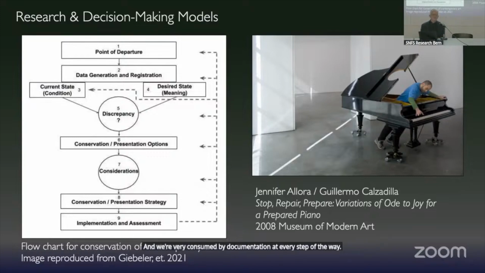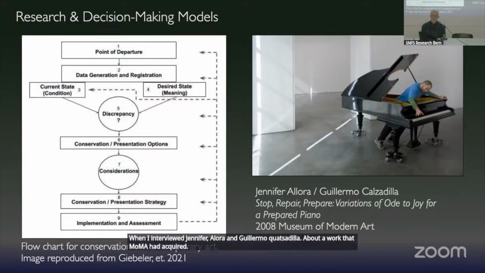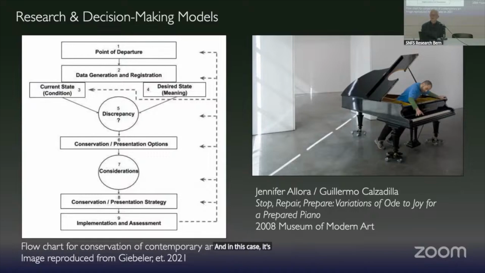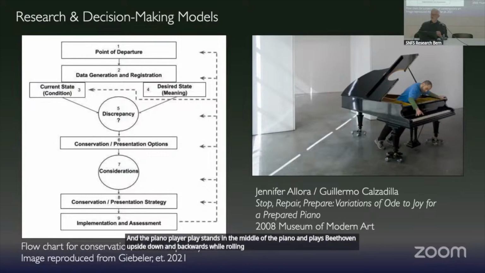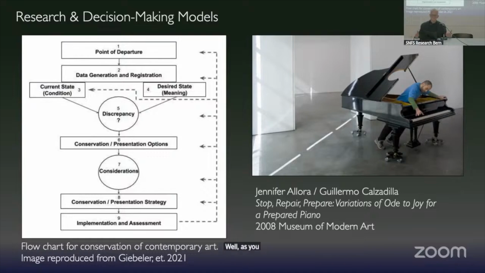On the right is an image from my work at MoMA when I interviewed Jennifer Alora and Guillermo Casadilla about a work that MoMA had acquired. And in this case, it's a grand piano with some of the strings cut out, and the piano player stands in the middle of the piano and plays Beethoven upside down and backwards while rolling the piano around the gallery. Well, as you can imagine, over time, different people are going to play the piano, and it might deteriorate.